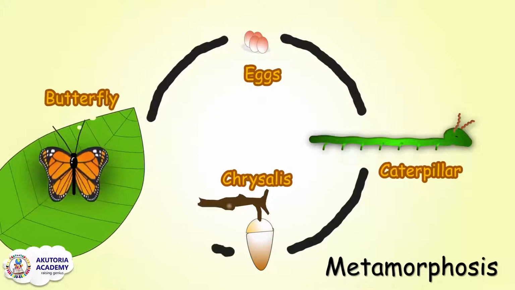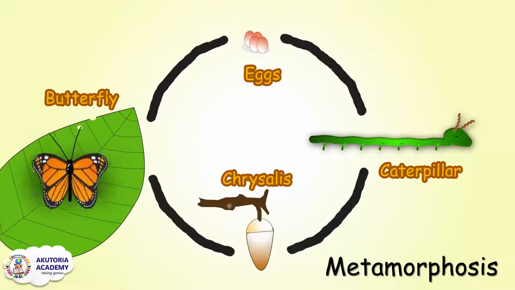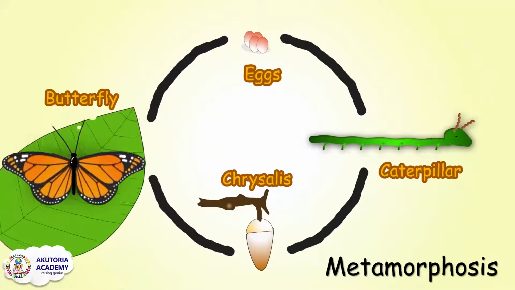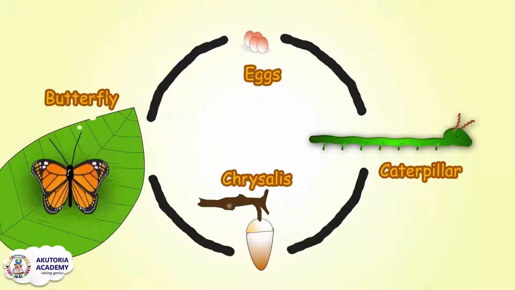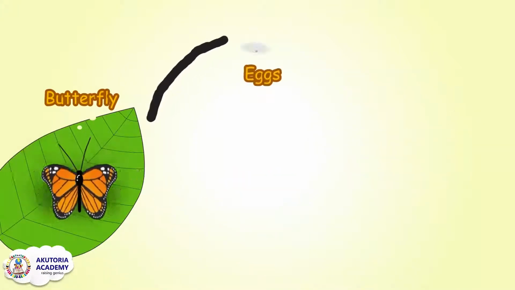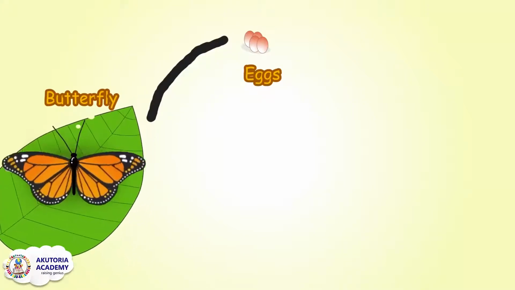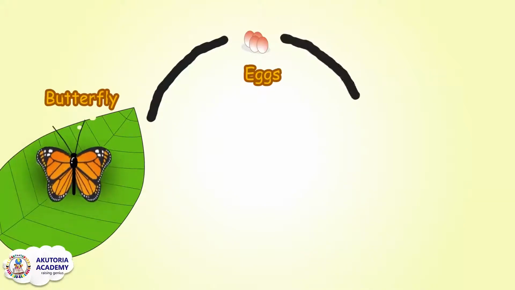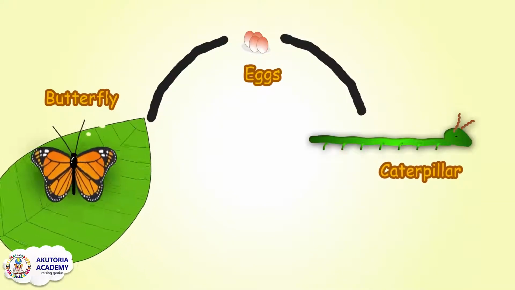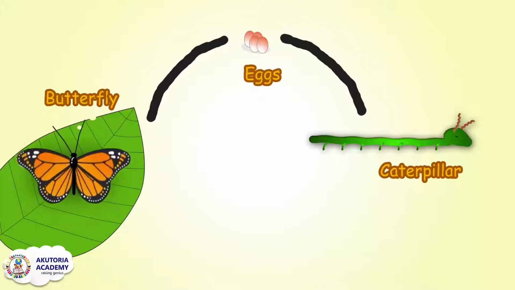In complete metamorphosis, the insect goes through 4 stages of changes. The first is the egg stage. Eggs are laid by female parents on leaves, stagnant water, or in egg cases. These eggs begin to grow and they change to larvae.